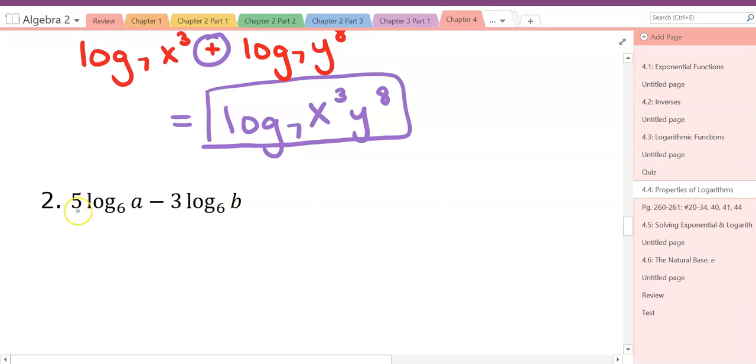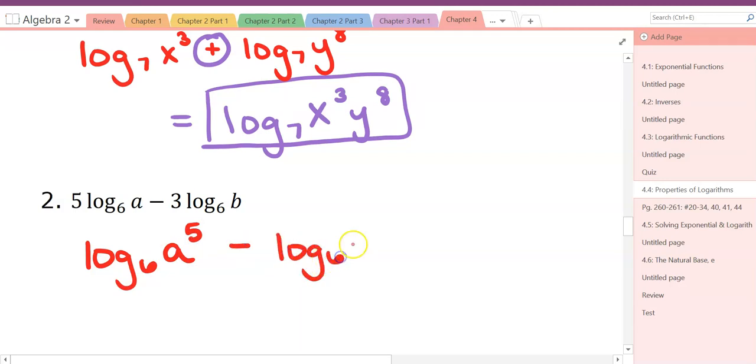So this next one is very similar to that first one. I'm going to rewrite it using those exponents first. So it says log base 6, and then I'm going to write it as a to the 5th power minus log base 6 b to the 3rd power.